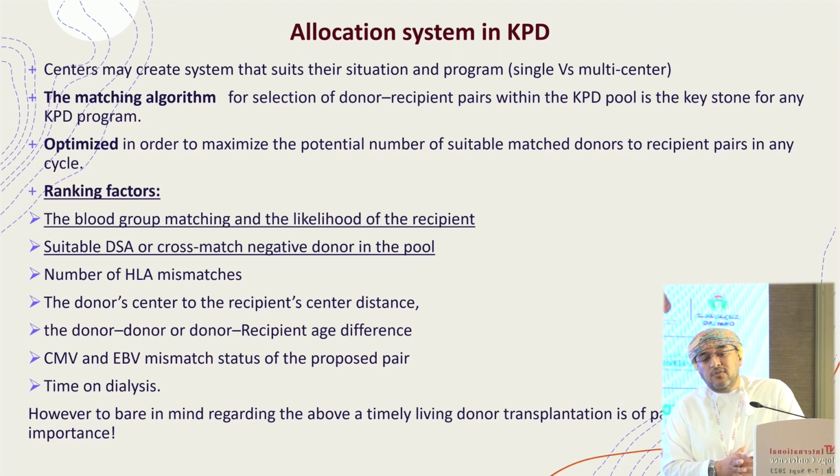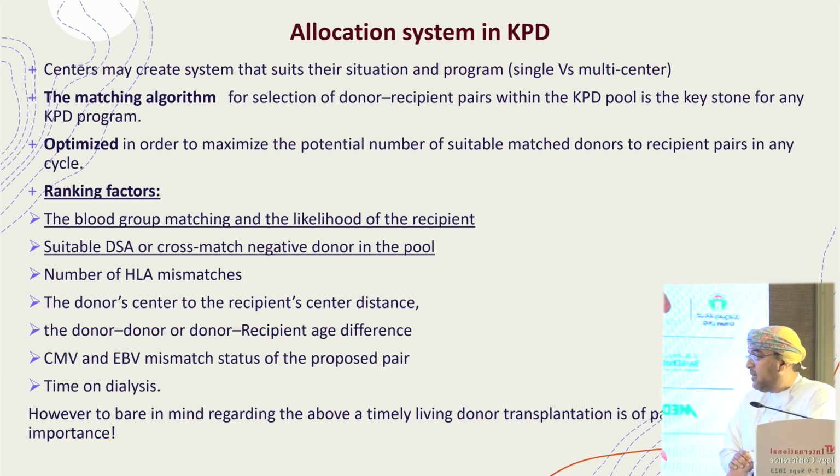So in terms of the allocation system in KPD, centers may create the system that suits their situation and the program. Whether it's a single versus multi-center, the matching algorithm for selection of donor and recipient pairs within the KPD pool is a keystone for any KPD program. So you have to optimize in order to maximize the potential number of suitable matched donor to recipient pairs in any cycle.